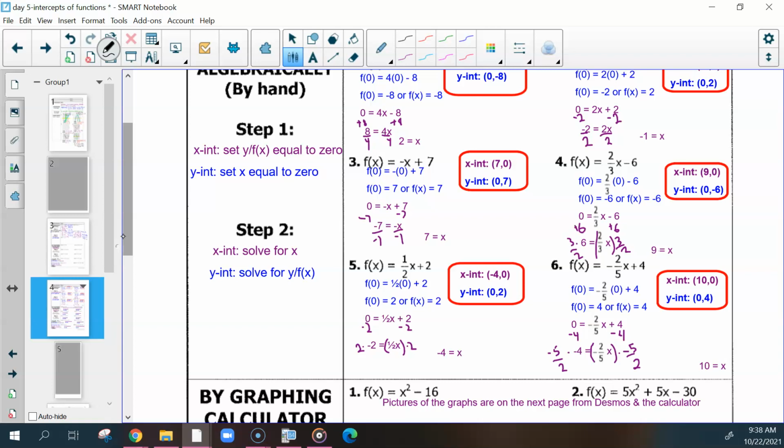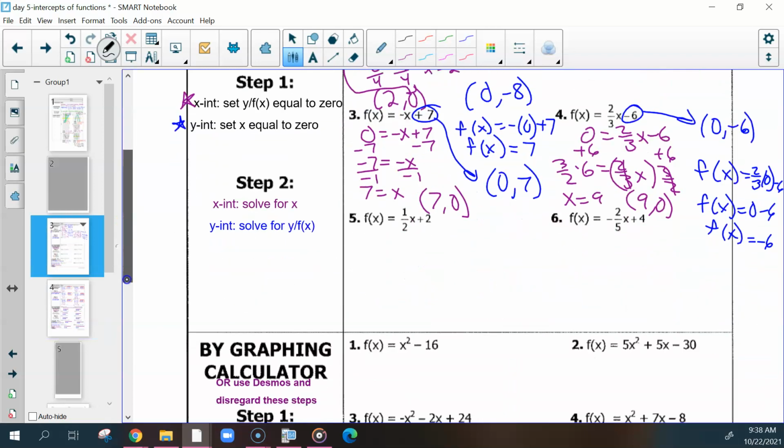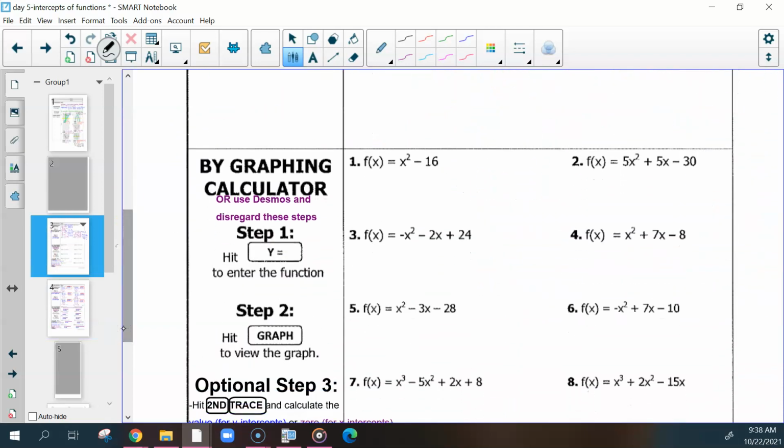Okay. For the next part, I'm going to show you how to do this in your calculator, how to do it in Desmos, and then I'll show you one last thing and we'll be done for the day. If you are using Desmos, none of these steps on the side you need to follow, but all the steps for your calculator are on the side of this. So we're going to start with number 1. We're going to put number 1 into our calculator.